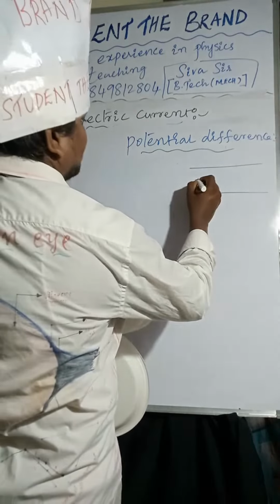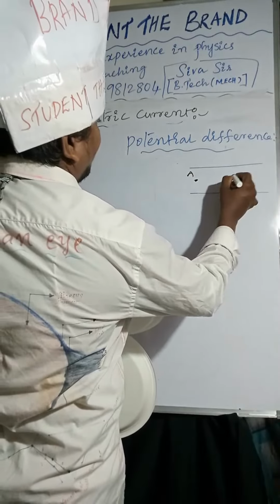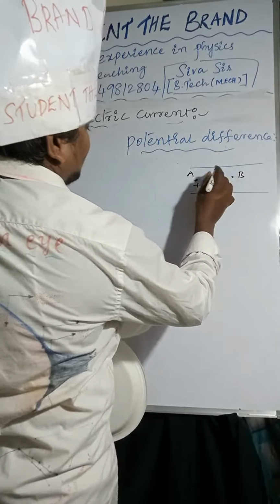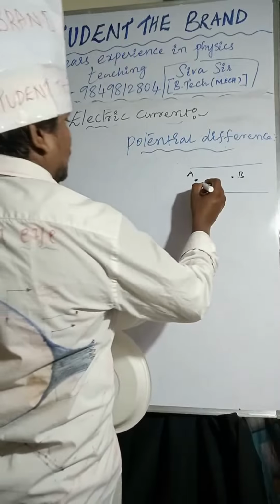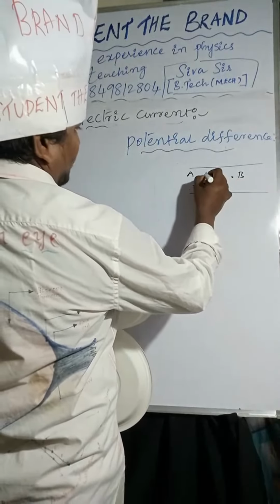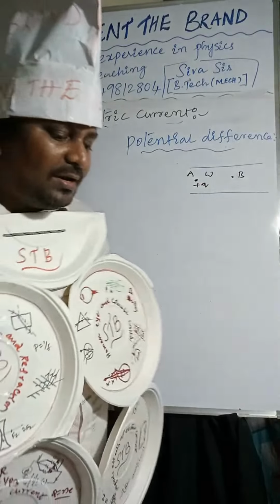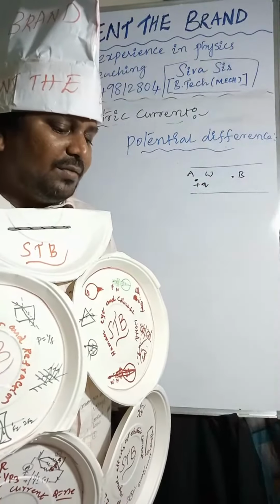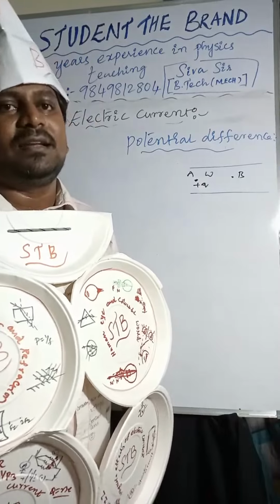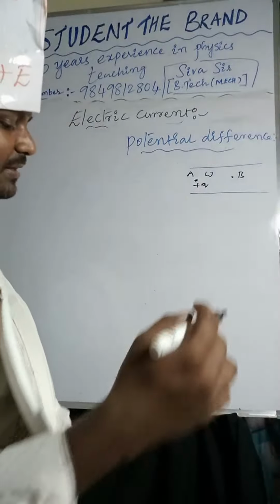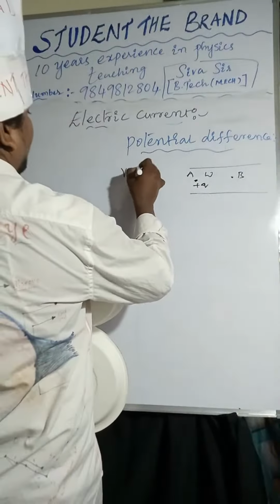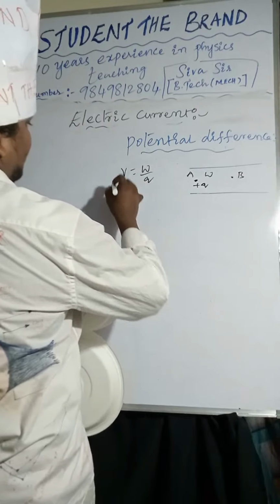So this is the positive charge, from point A to point B. We are doing some work to bring unit positive charge from one point to another point within the conductor. This is called potential difference. So V equals W by Q.